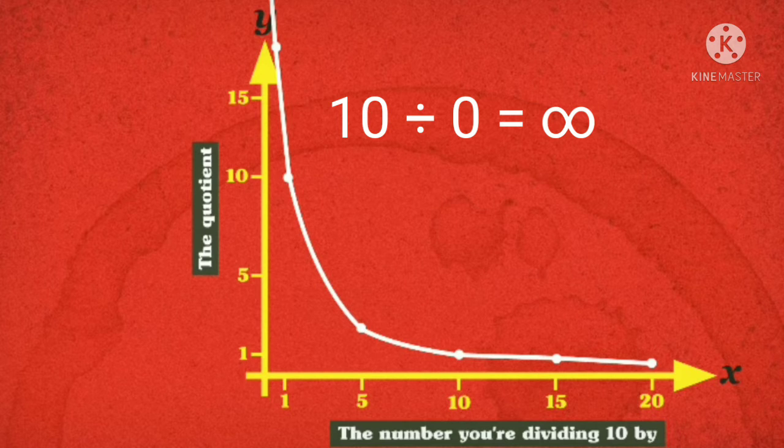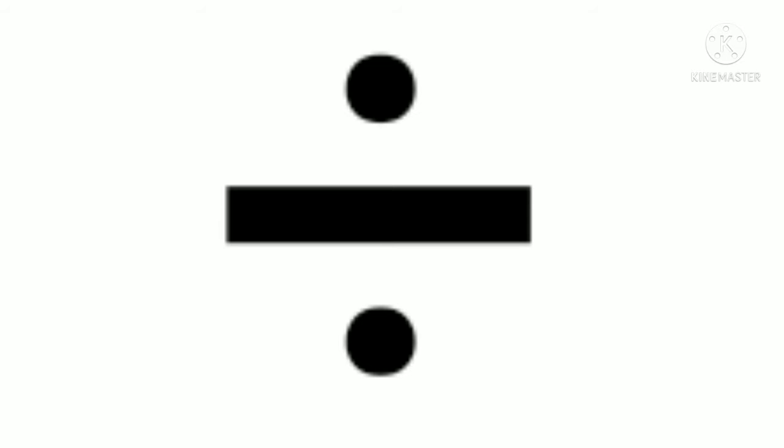That may sound plausible, but all we really know is that if we divide 10 by a number that tends towards 0, the answer tends towards infinity. And it is not right to say 10 divided by 0 is equal to infinity. Well, let's take a closer look at what is meant by division.